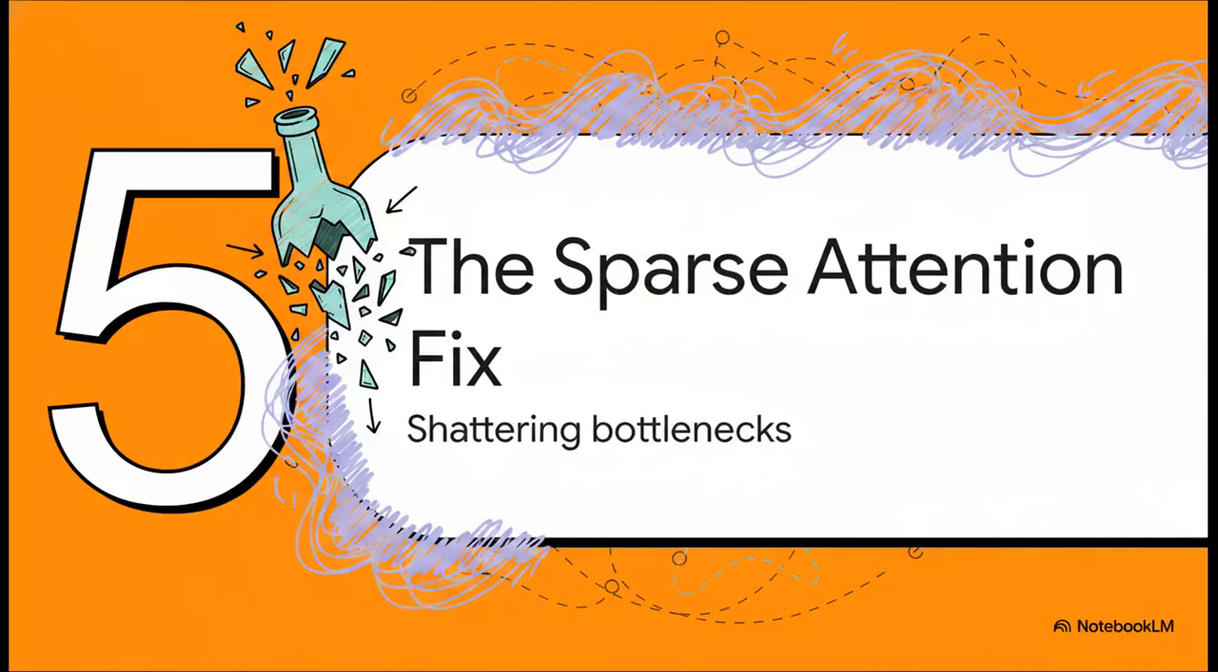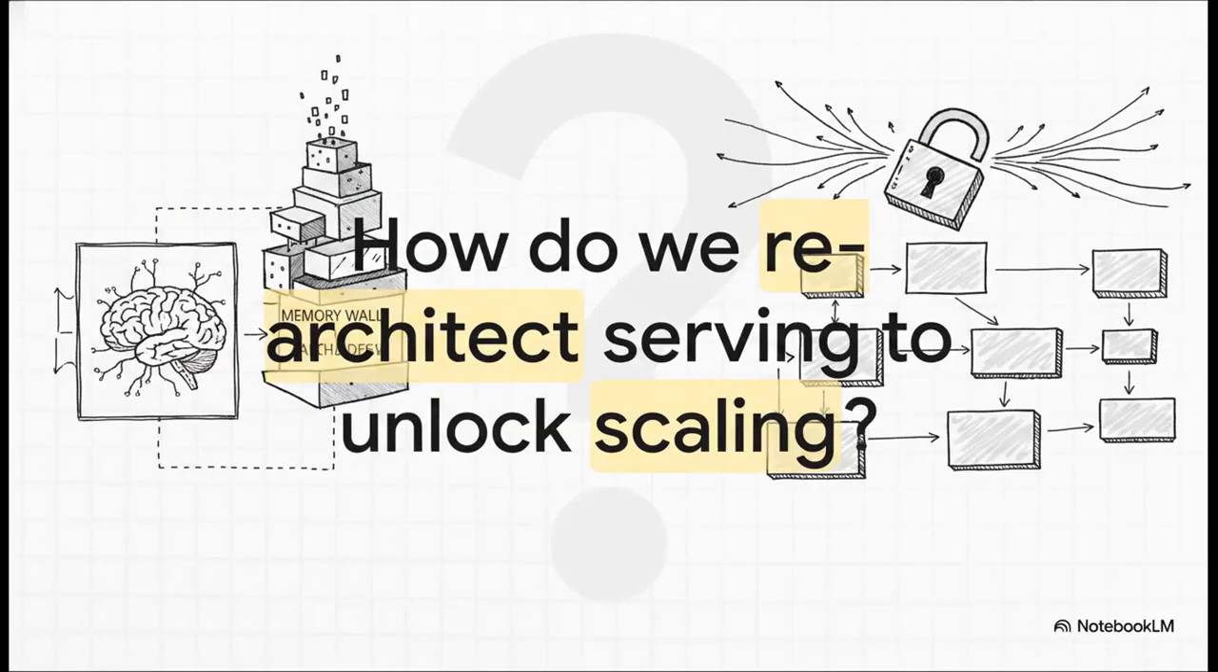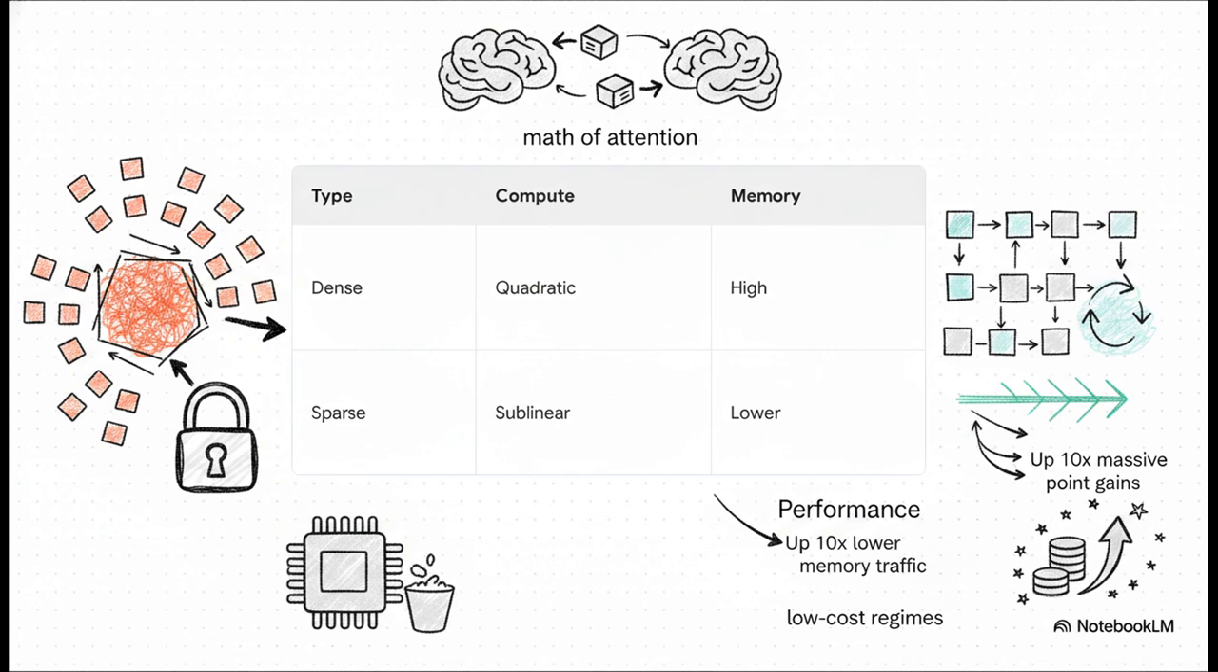Finally, Section 5, the sparse attention fix. Okay, so we know the new rules, but we are still ultimately boxed in by hardware memory. Knowing those constraints, how do we fundamentally re-architect our serving layer to truly unlock test time scaling for any model size? Well, we basically have to change the math of attention itself.